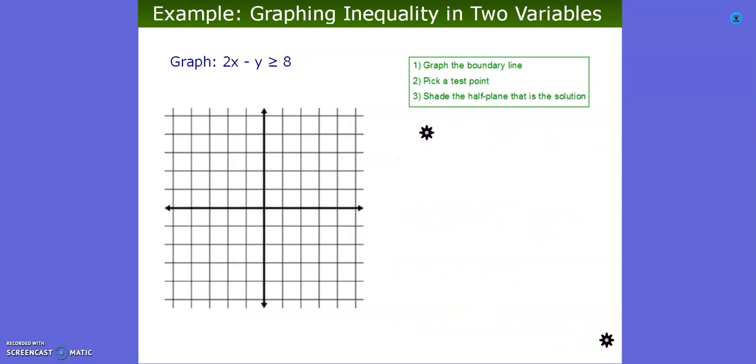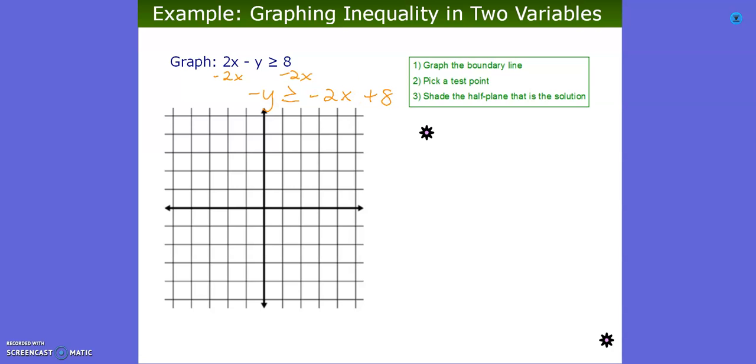Let's go ahead and try another. Graph this. Well, before we can graph it, we've got to solve it. So let's remember how to solve. I'm going to go ahead and subtract 2x on both sides. I'm going to get -y is greater than or equal to -2x plus 8.